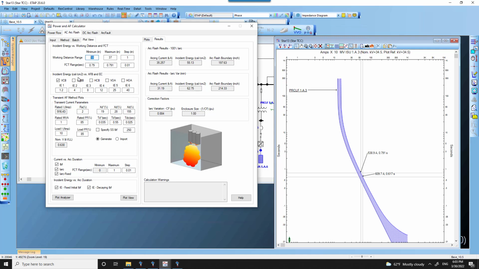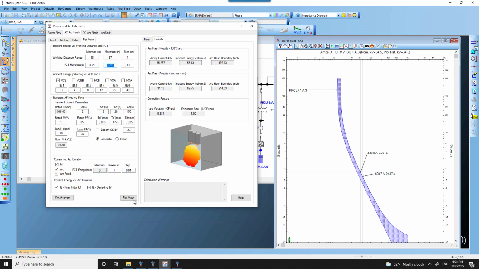where we are able to specify, let's say, the 1584 working distance values, typically starting from 18 inches, and try to see if we could increase or decrease the incident energy based on the increase in the working distance. We were able to get a spectrum of plots for the same clearing time, because this being the longest clearing time that causes the severe incident energy, which we kept at 0.791 seconds.